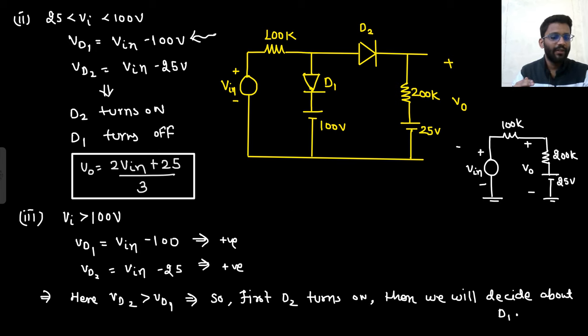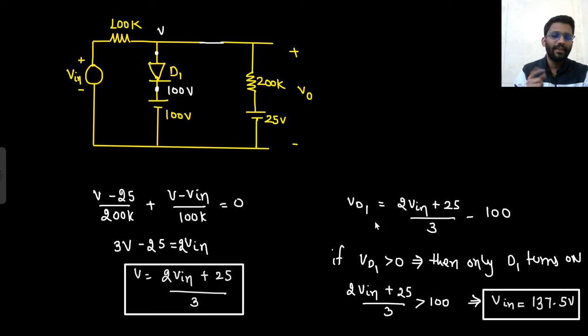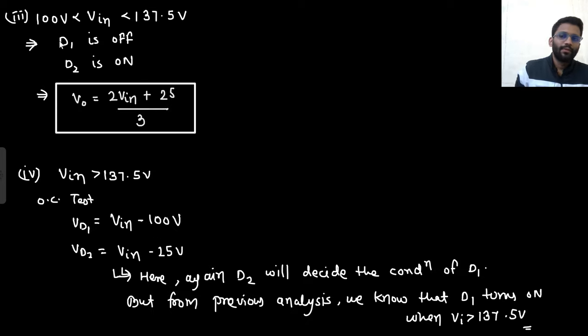So if after turning on D2, we got to know that VD1 is (2 Vin plus 25) by 3 minus 100. So for D1 to turn on, this potential should be greater than 0. So Vin value came out to be 137.5. That means Vin should be, here I should have written, greater than 137.5 volt, then only your diode D1 will turn on. So for less than that, D1 is off, D2 is on. So V0 is (2 Vin plus 25) by 3.